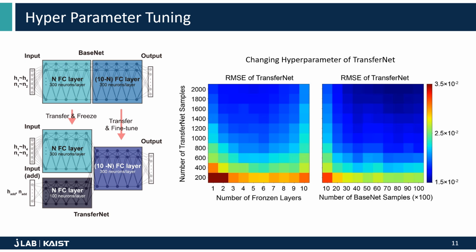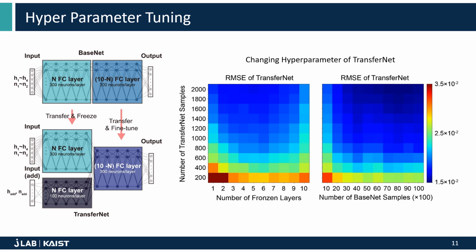The graph on the right summarizes two comparisons. The first is how the number of frozen layers affects the amount of trainable parameters when BaseNet is fixed at 2,000 samples. The second, the rightmost one, shows how the BaseNet and TransferNet sample sizes impact the model's trainability when the number of frozen layers is fixed to 6.